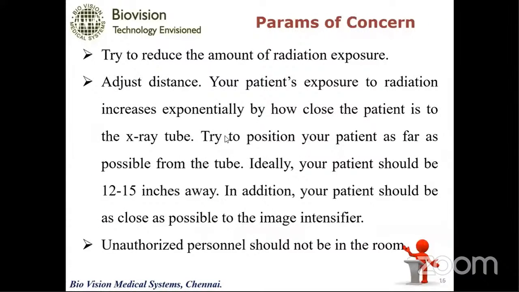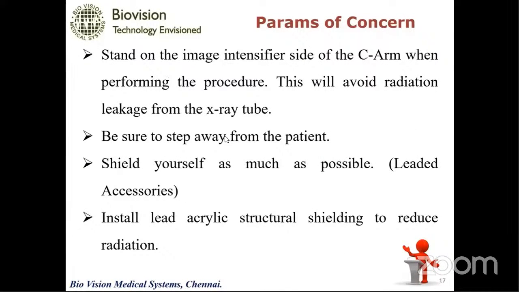Parameters of concern: you will have to reduce the amount of radiation exposure and adjust the distance so that both the patient and the technician get less radiation. Ideally, the patient should be placed 12 to 15 inches away from the source. So we place the patient as close as possible to the image intensifier, and only whoever is authorized should be allowed inside the room. When the procedure is performed, the technician has to be near the image intensifier, not near the source.